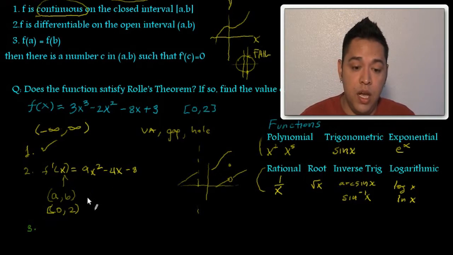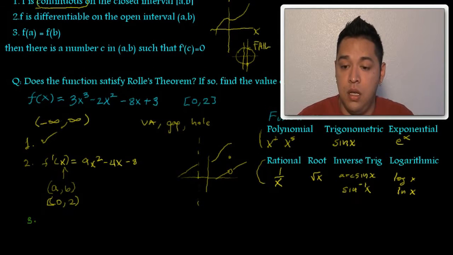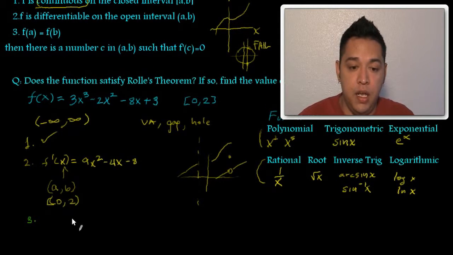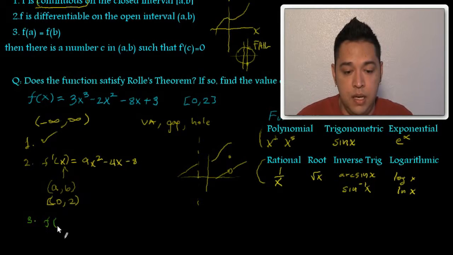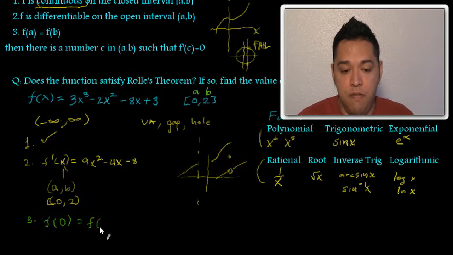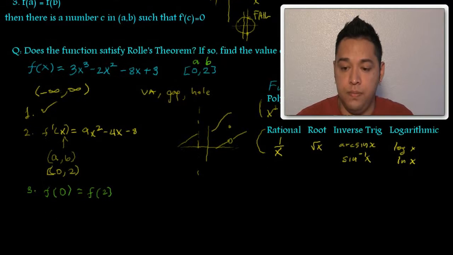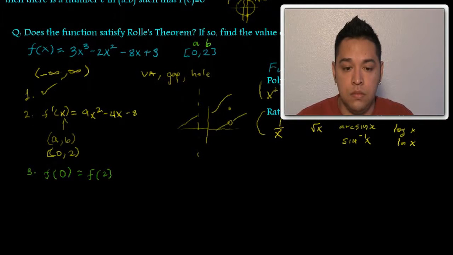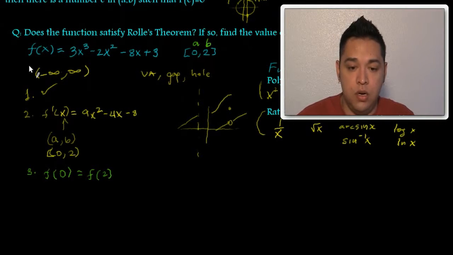Right? So now what we need to do is plug in f of a. In our case, this would be a, this would be b. Our f of a would be 0, and we want to know if f of 0 is equal to f of 2. That's what we want to test out. And we need our original function.